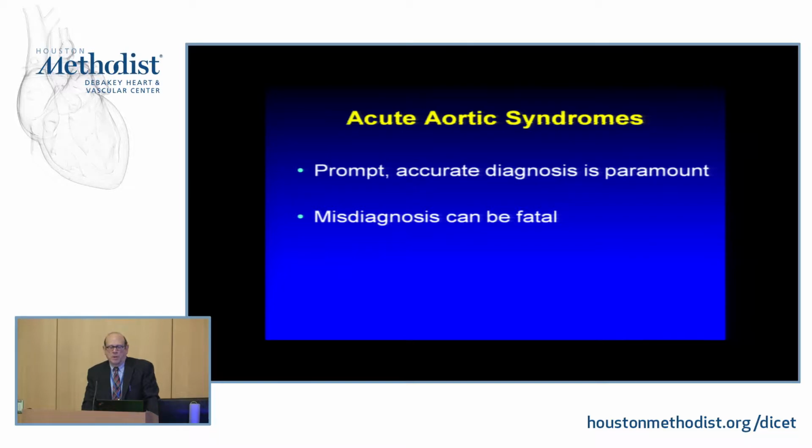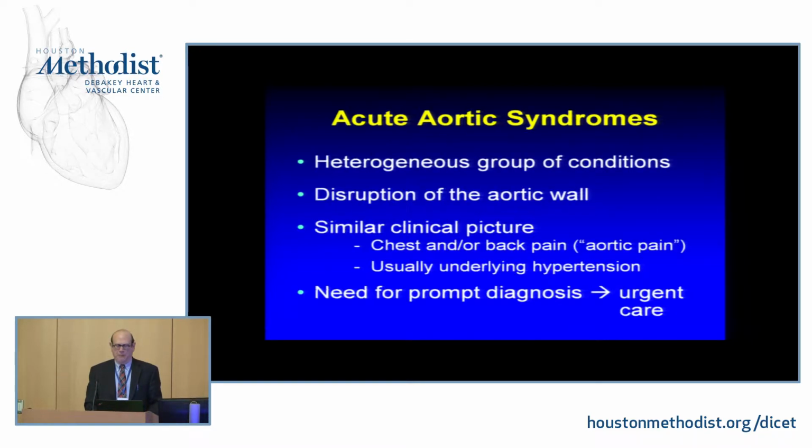Now, these are important because it's really key to make these diagnoses quickly and accurately and correctly, because they're among the most fatal diseases in the world. Myocardial infarction today, for example, the mortality is gone way down. These conditions are far more fatal, although fortunately far less common. All of these conditions involve some sort of disruption of the aortic wall. The clinical picture can overlap.